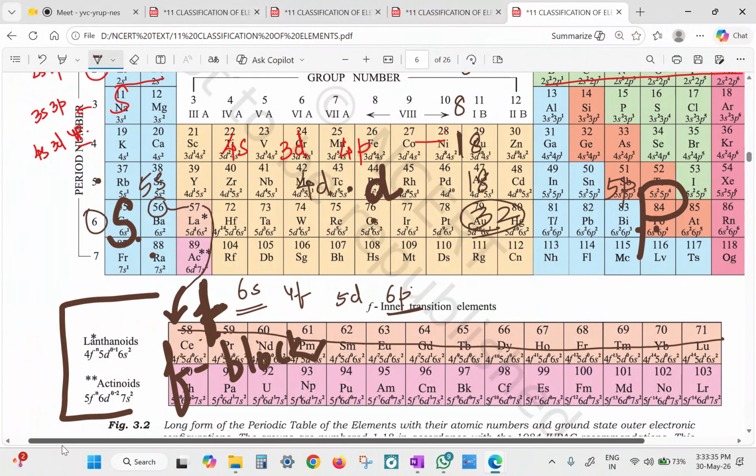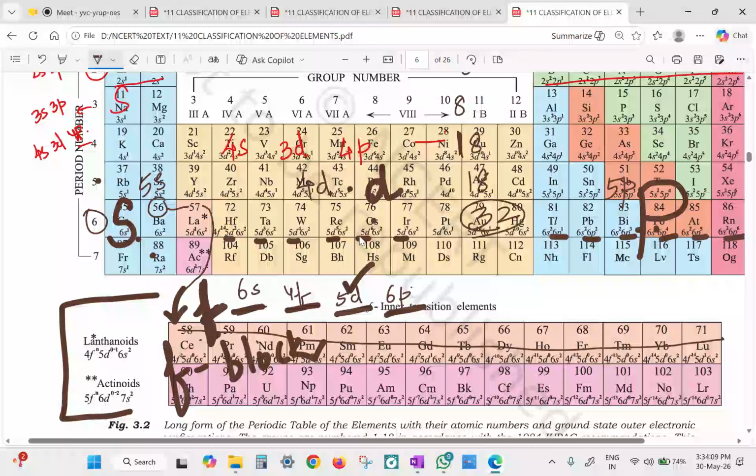Okay. Understood? Yes. So 6s is done, now 4f is done, after that what should be filled? 5d. Now here you can see 5d2, 5d3, 5d4, 5d5, 5d6, 5d7. So 5d is filled. Once 5d is also filled, where will we go now? 6p. So 6p1, 6p2, 6p3, 6p4, 6p5, 6p6. Understood?